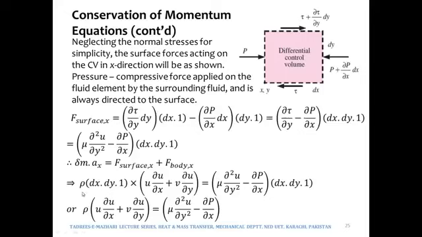Now on both sides we can see that this volume exists on both sides of the equation, so it will get cancelled out. Dx times dy times 1 will get cancelled out from both sides of the equation, and therefore on the left hand side we would have rho times this expression for acceleration, and on the right hand side we would have mu times the second derivative of u with y, minus ∂p/∂x.